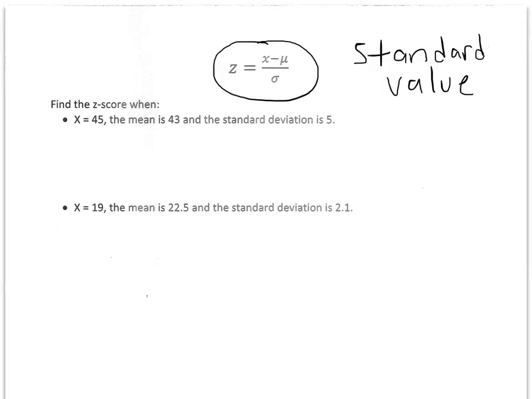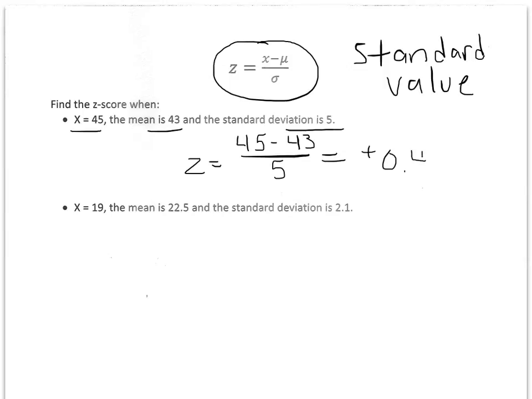So in this case, what we're going to look at here is we have three values. We have our x, we have our mu, our mean, and we have our standard deviation of 5. Well, if I want to find the z-score here, I'm just going to plug those numbers in. So 45 minus 43 divided by 5. Put that in the calculator, and you're going to get a decimal. And we always go 2 decimal places with z-score, no matter what.